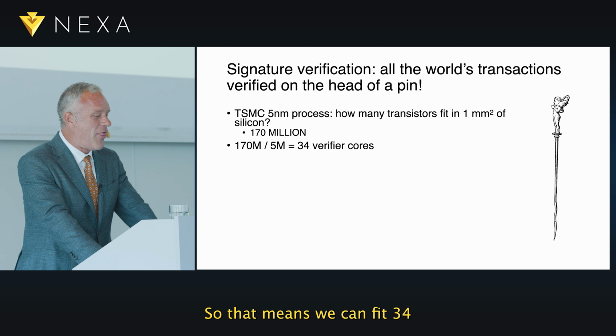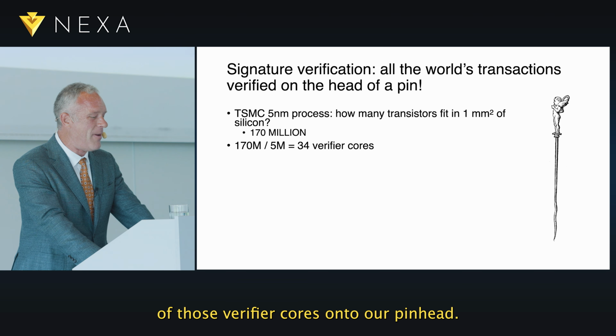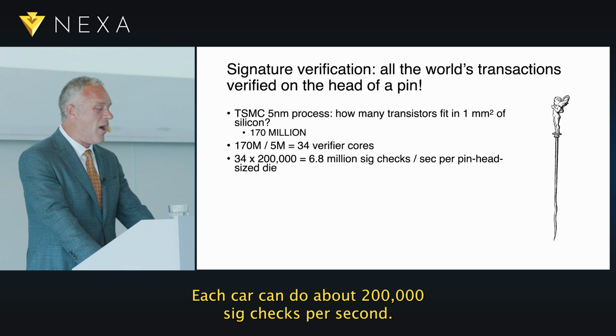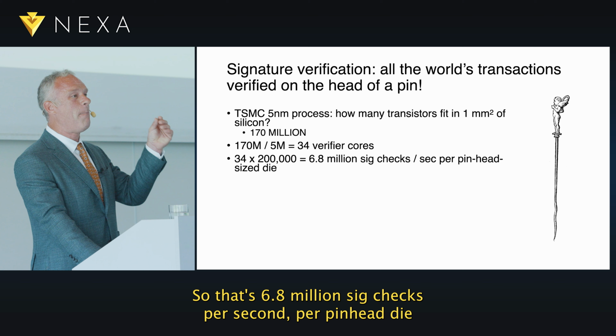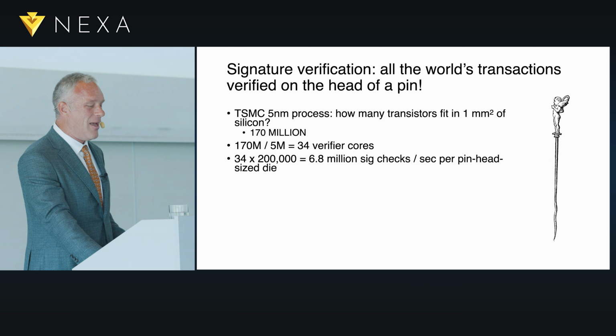So that means we can fit 34 of those verifier cores onto our pinhead. Each core can do about 200,000 sig checks per second. So that's 6.8 million sig checks per second per pinhead die.